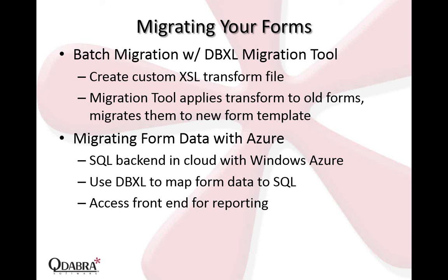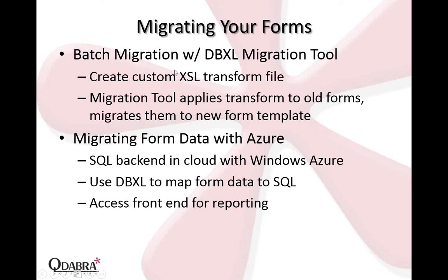So this is essentially a batch version of what you just saw me do with the link library, where you had to open up each form and click that link to migrate the data over into the new form. Well, if you have 100 forms or 1,000 forms or 10,000 forms, that's going to take you forever. So what we suggest instead is storing your forms in DBXL instead of SharePoint. And you can still map your forms back to SharePoint as well, so you can store them in both SharePoint and DBXL. But the migration is going to happen inside DBXL.